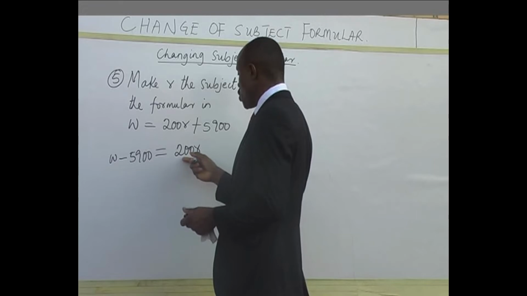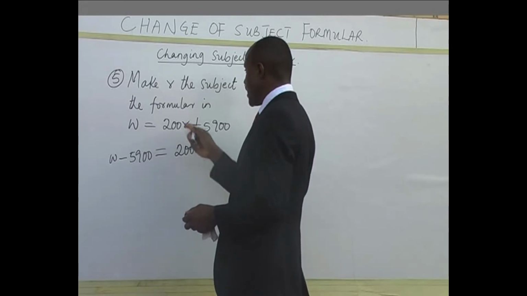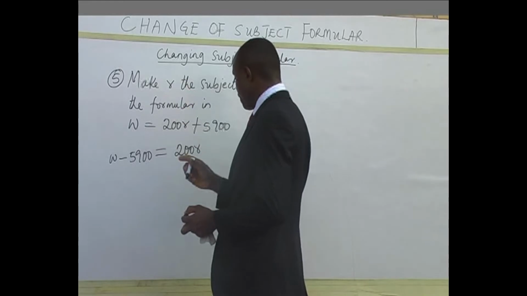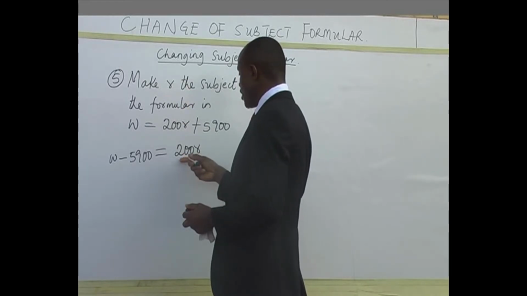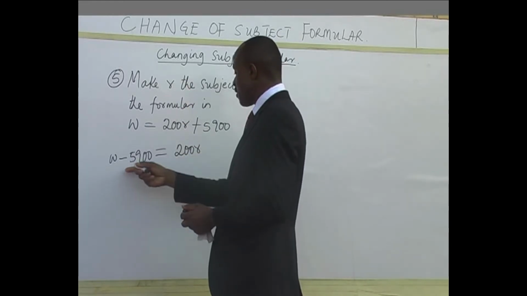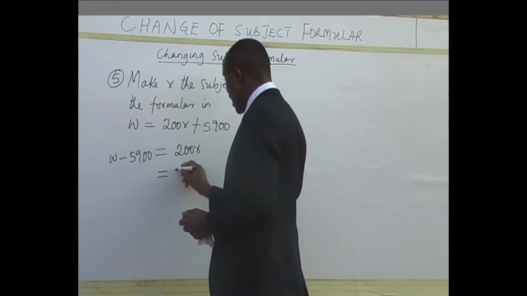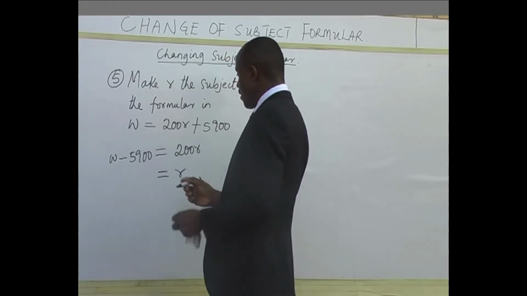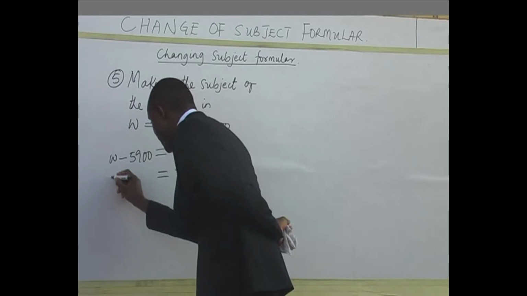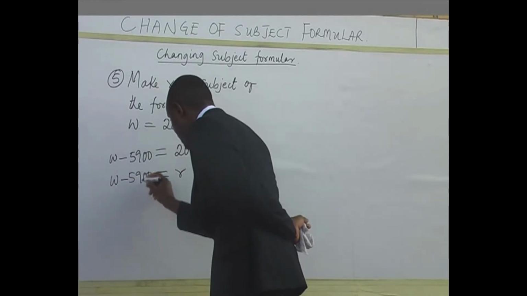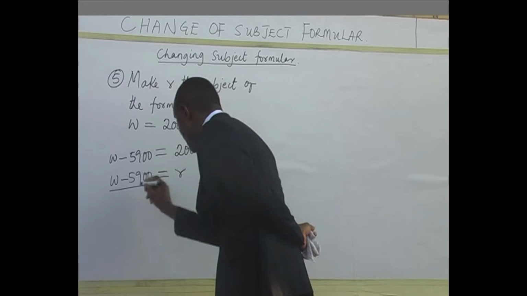200R means 200 times R. Since it is R that needed to be made the subject of the formula, to eliminate 200 you divide both sides of the equation by 200. If you do that, you discover that you have only R on the right hand side of the equation, and on the left hand side you have W minus 5900 divided by 200.